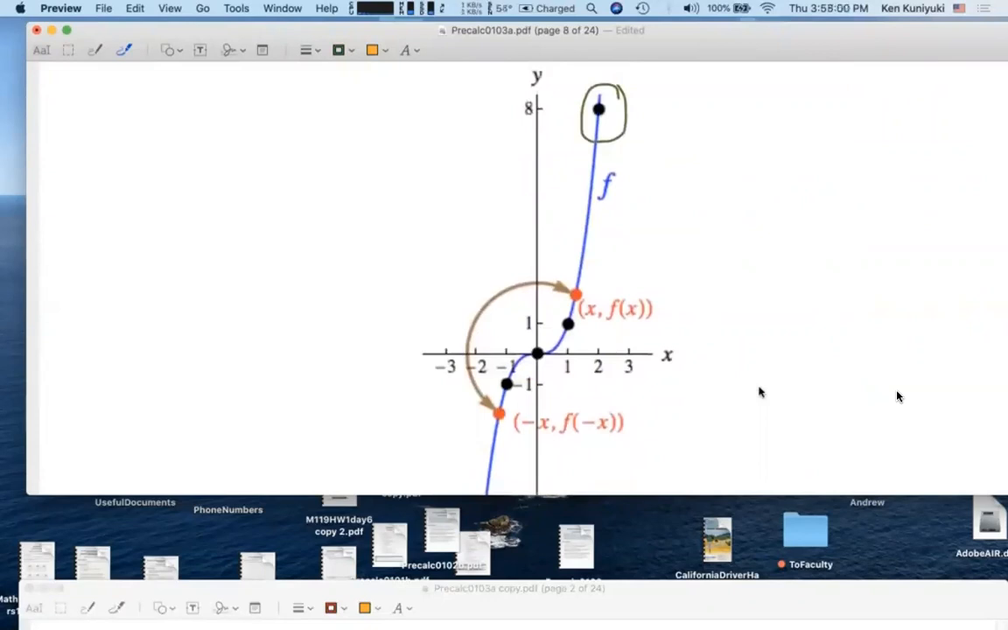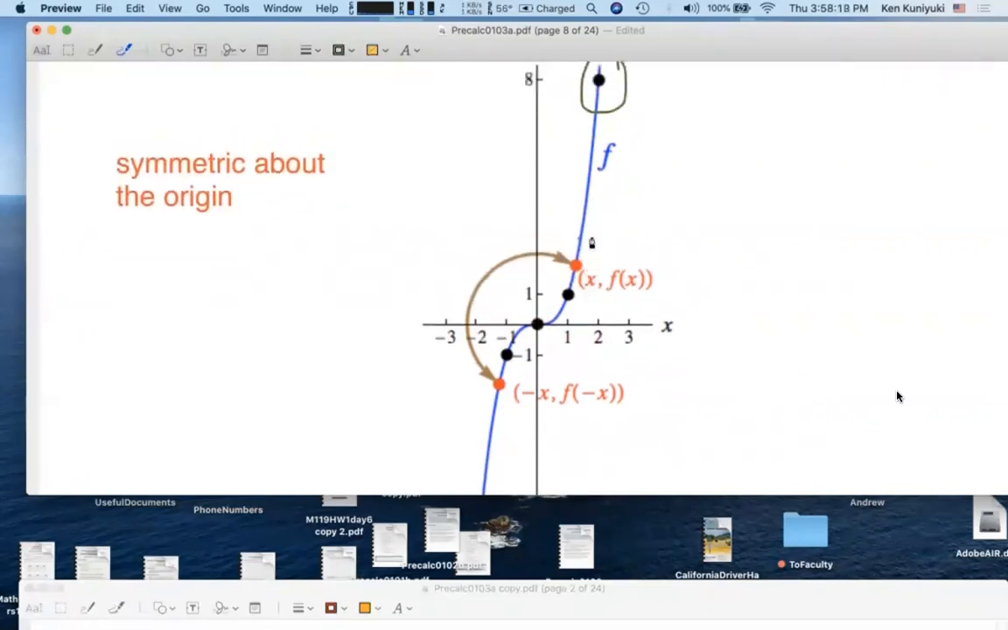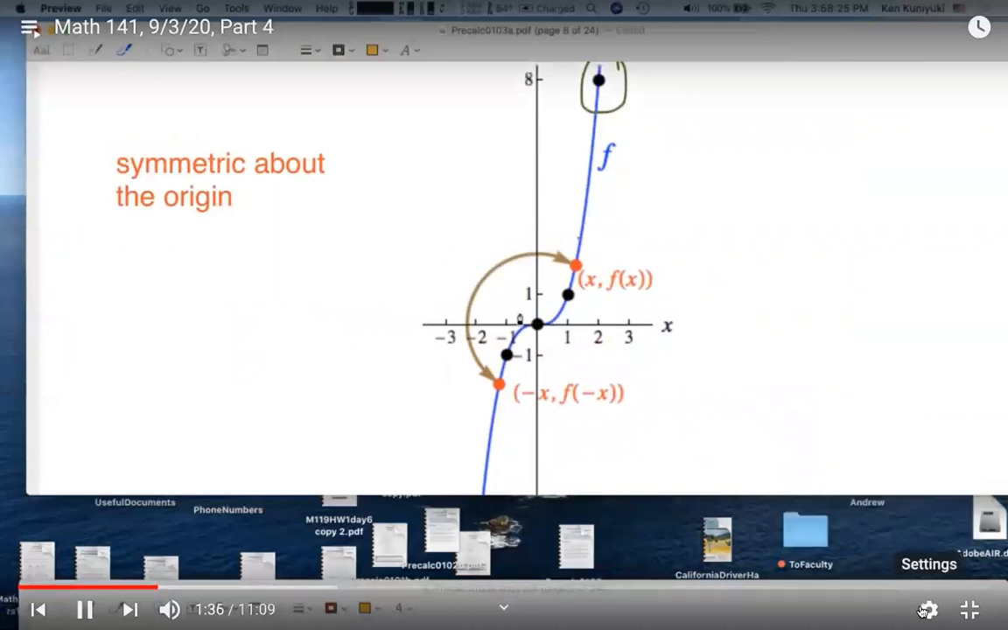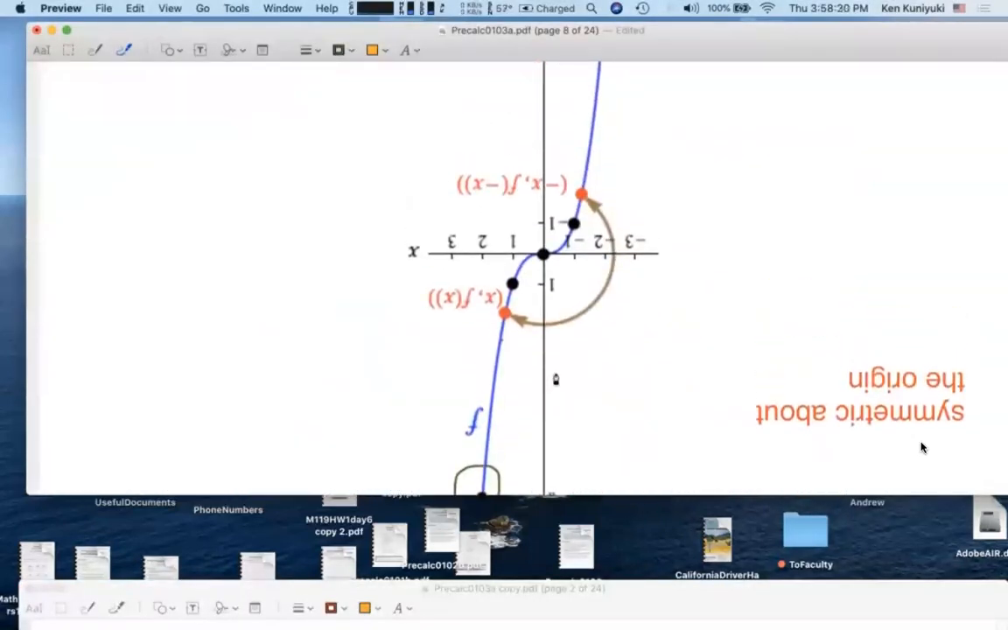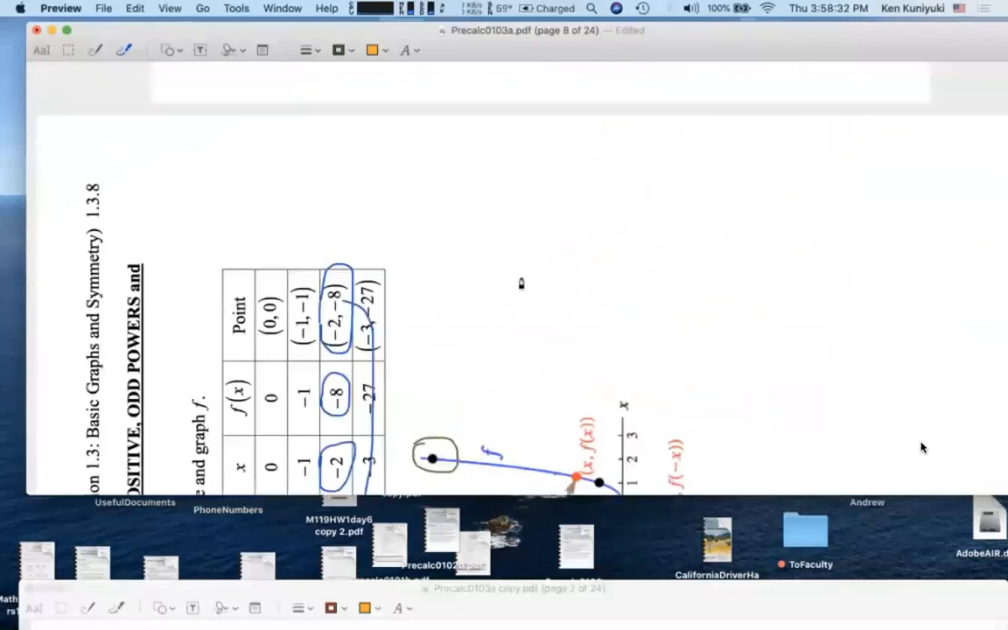The cubing function on R is an odd function. It is symmetric about the origin. What does that mean? The graph is symmetric about the origin. So if I take this graph and rotate it 180 degrees about the origin, I get the same graph. I can almost do this, right? Okay.